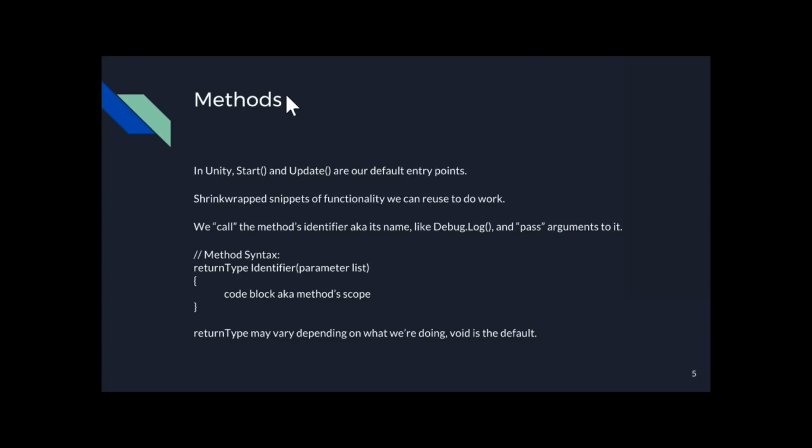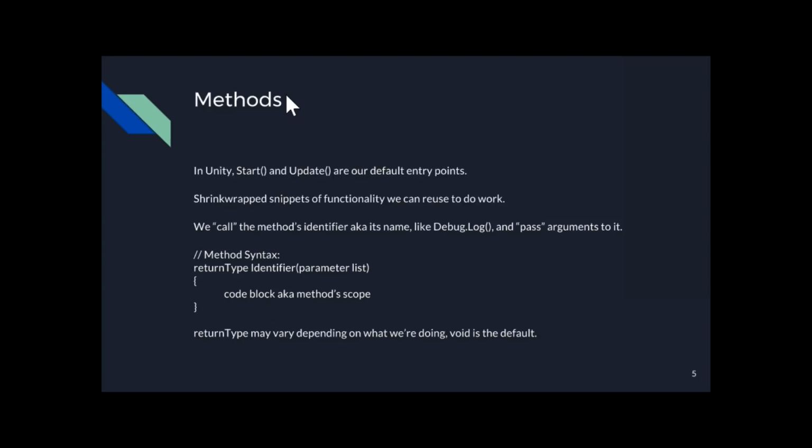Now in this case, the stuff that we've worked with so far, you've actually seen methods in a number of different ways, even though we haven't called them out. Debug.log, that is a method call. You've also seen start and update. Those are method calls that the engine, that Unity, actually calls for us.